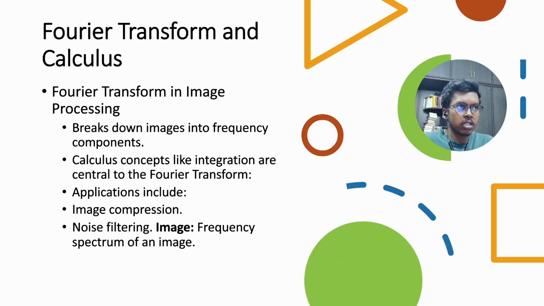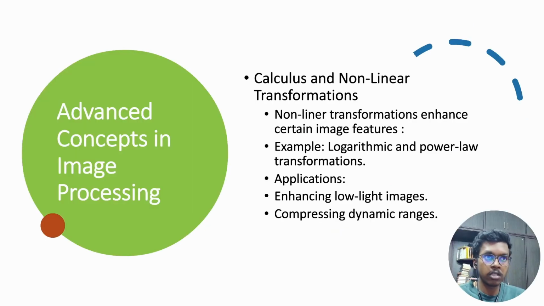So what is Fourier transformation in calculus? Fourier transformation in image processing breaks down the image into frequency components. Apart from that, calculus concepts like integration are central to the Fourier transform. Applications include image compression, noise filtering, image frequency spectrum, and other things.